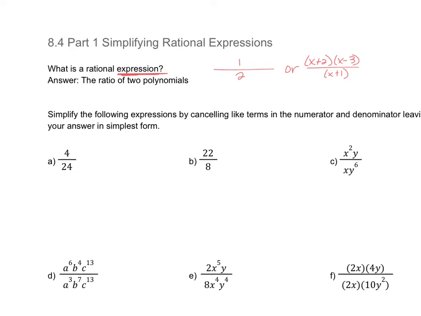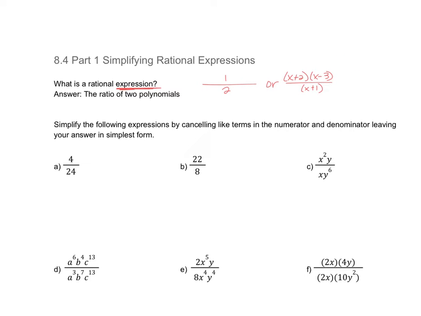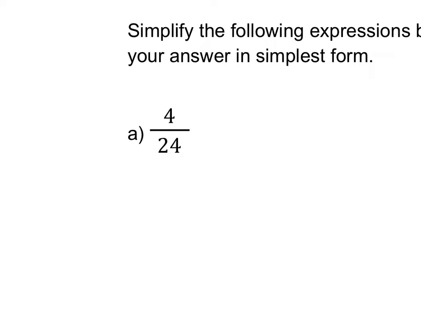So first, let's start with simplifying by canceling like terms in the numerator and the denominator. So if it's not in the numerator and denominator, you can't cancel it, and then leave your answer in simplest form. So letter A, let's start off with an easy one. Just a good old fraction. We are reducing. It looks like you can divide the top and the bottom both by 4. So this would be 1/6.